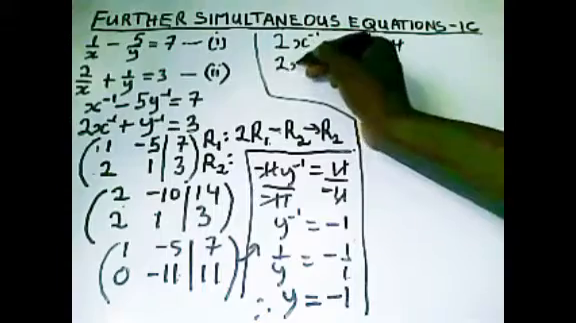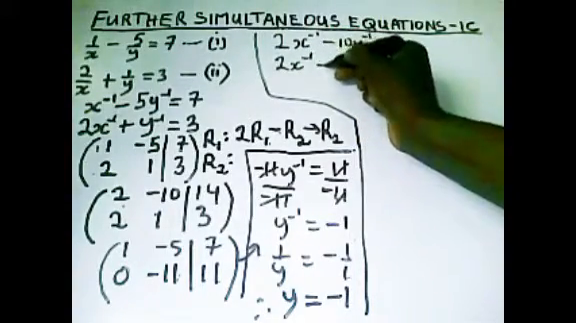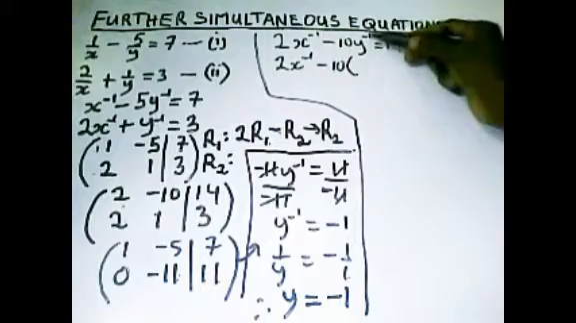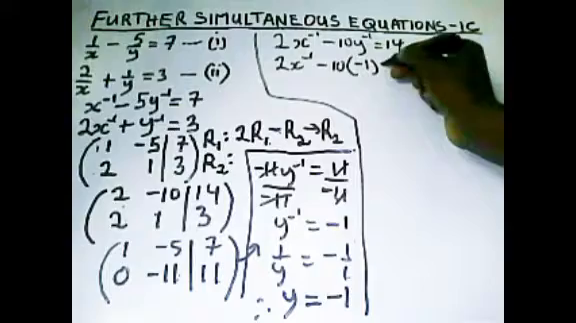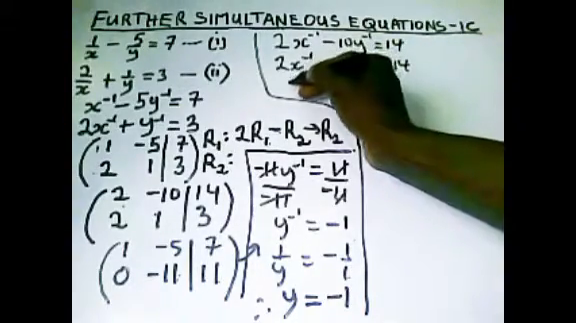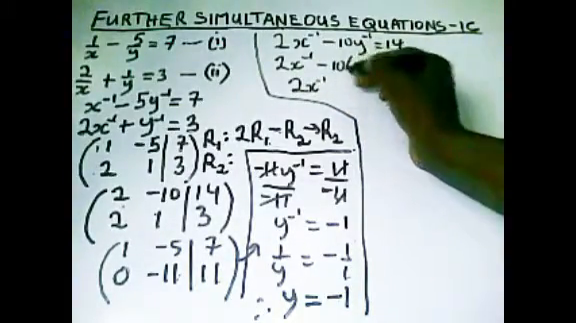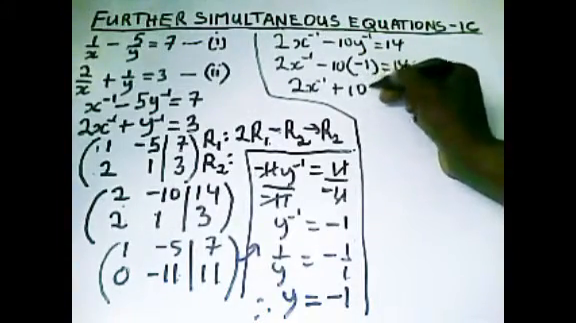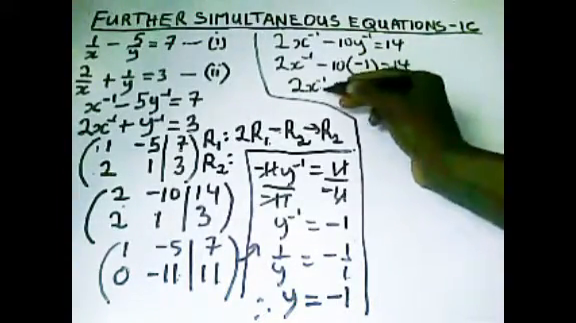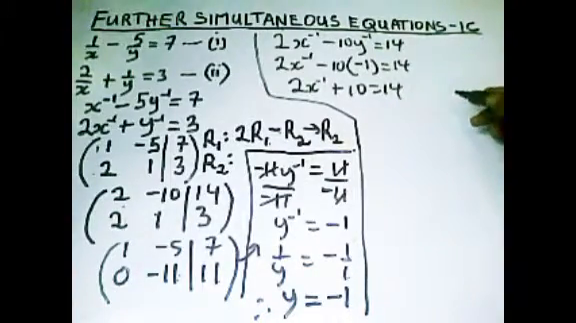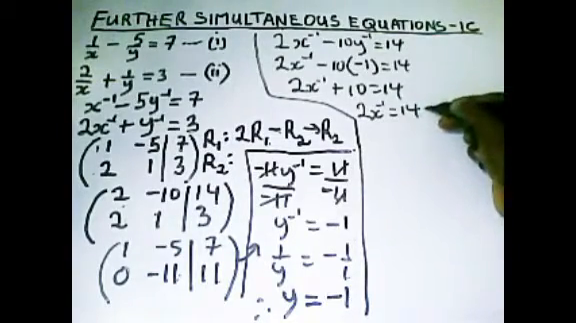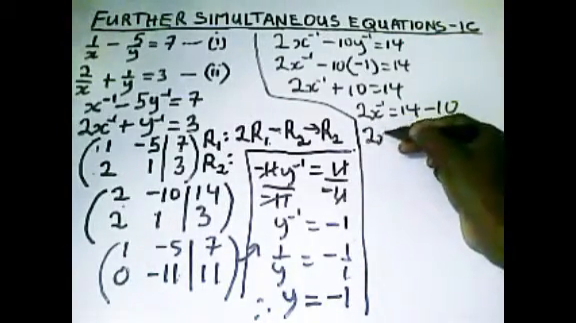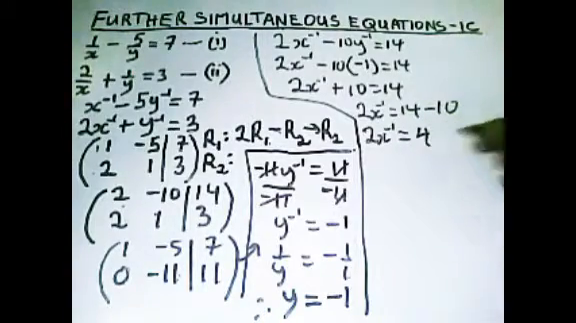Now what does this mean? It means 2x power minus 1, then minus 10 into bracket, y to power minus 1. Consider y to power minus 1 is equals to minus 1. So put the minus 1 here, then equals to 14. This will give us 2x to power minus 1, then minus minus is plus, 10 times 1 is 10, we have equals to 14. Send this one to the other side, we are going to have 2x to power minus 1 equals to 14 minus 10. This gives us 2x to power minus 1 equals to 4, because 14 minus 10 will give us 4.